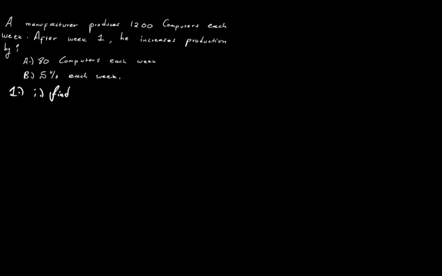find the output in week 20 under each scheme, which is each condition. All right, so now let's find the output in week 20. So I've been given a duration now. Let's understand what we can do.